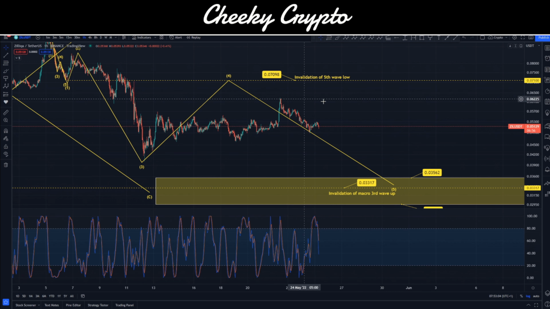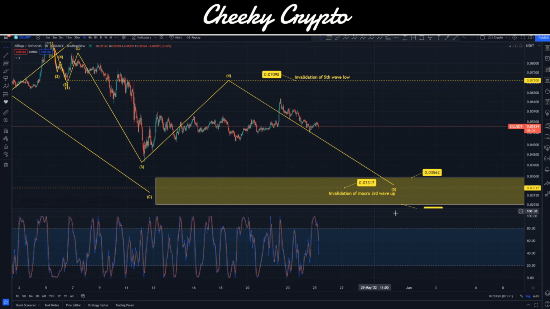But we know we haven't got any real objections to moving higher than 7098, right? So we could move higher than that. That's okay. There's no major issues with that. But I would have issues if we were to drop down lower than 3.317. And we want to make sure that we move up high enough so that when Bitcoin pulls back down, Zilliqa holds up above 3.317.